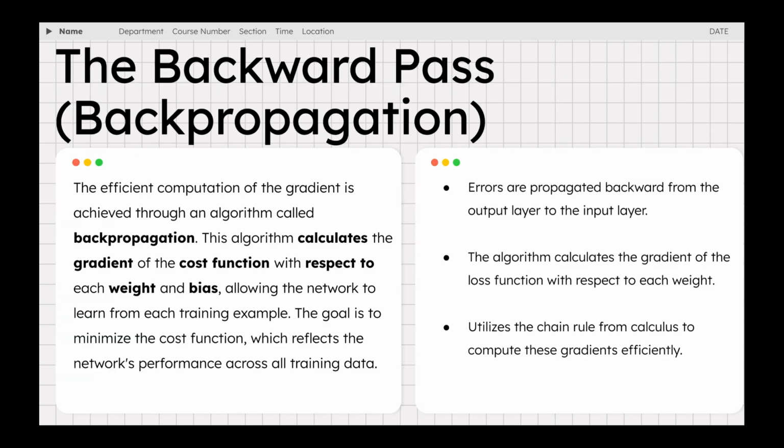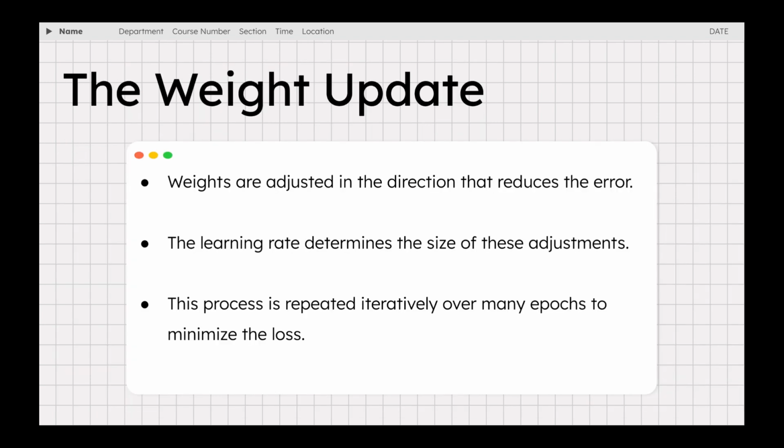The backward pass, or backpropagation, is an efficient computation of gradients. It is achieved through an algorithm called backpropagation. The algorithm calculates the gradient of the cost function with respect to each weight and bias, and allows the network to learn from each training example. Errors are propagated backwards from the output layer to the input layer. The algorithm calculates the gradient of the loss function with respect to each weight, and it utilizes the chain rule from calculus to compute these gradients efficiently.